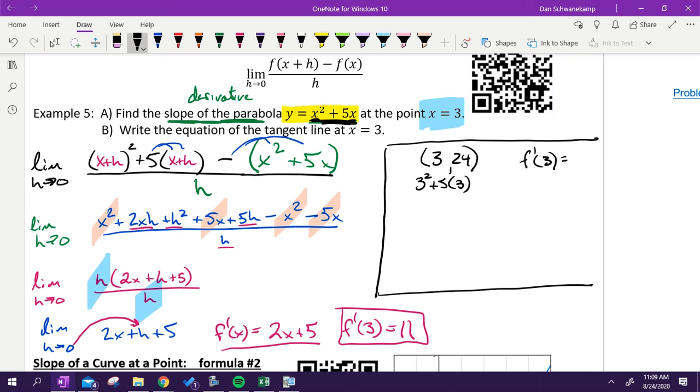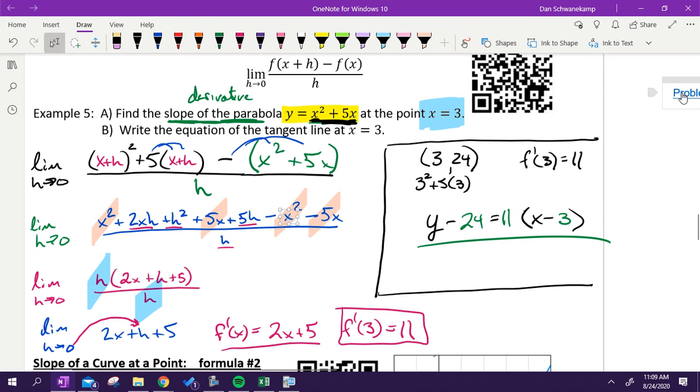Then I need to know the slope at 3. What's the slope at 3 going to get me? 11. So I'm going to put 11 right there. We're writing the equation of a tangent line. y minus equals x minus. y minus my y value, x minus my x value, and my slope goes right there. That is the answer I'm looking for.